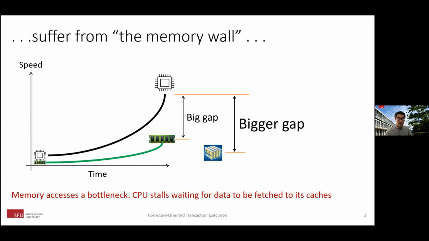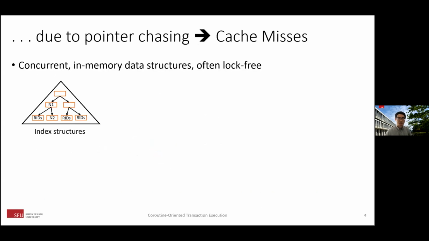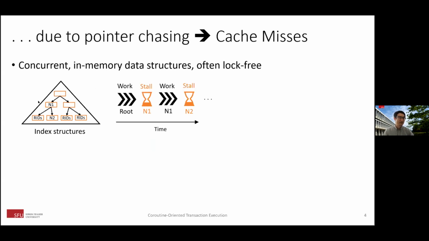Now, the reason this is becoming a problem in database systems, or to be precise, in main memory database systems, is because of the use of these in-memory data structures, which involve a lot of pointer chasing when we access them. For example, here I have an index, let's say it's a B tree or whatever kind of tree, right? And if I would like to traverse this tree, let's say to go from this root node through this path to this N2 leaf node.